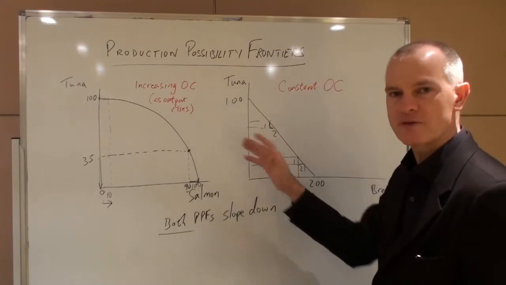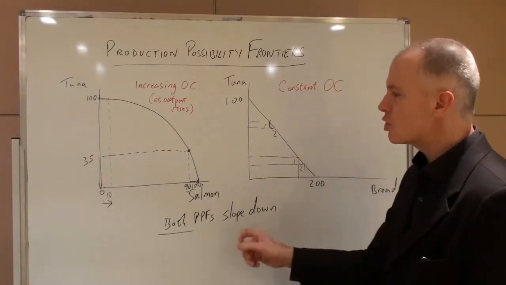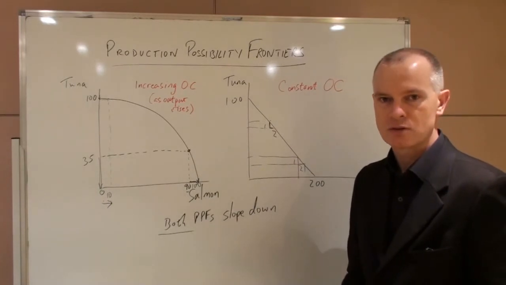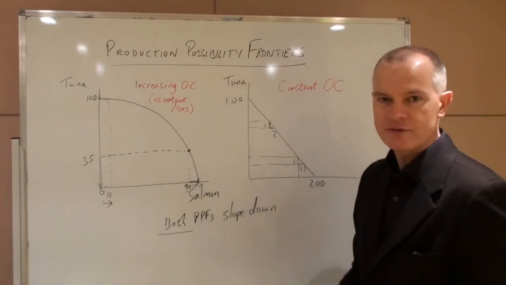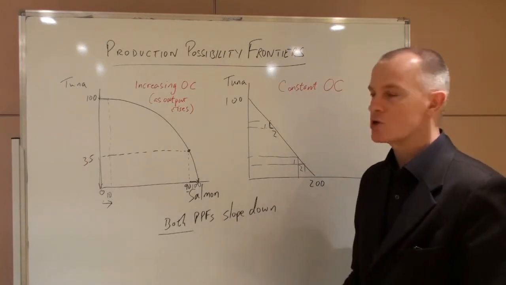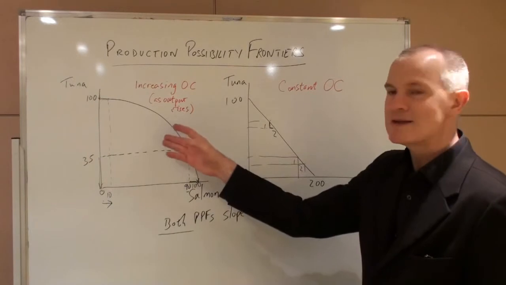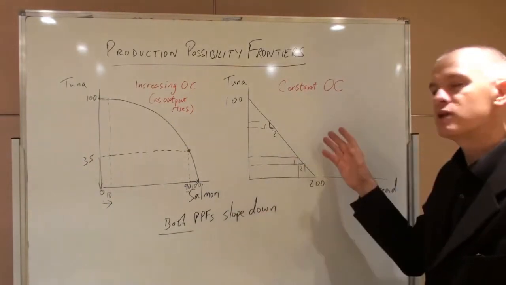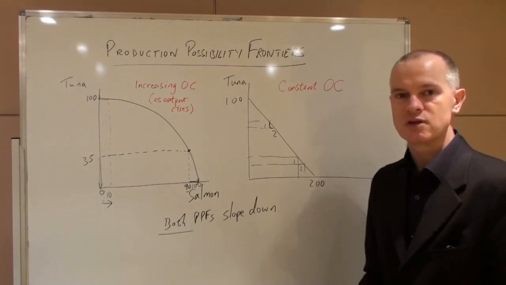Notice that both PPFs slope down. They slope down because scarce resources have alternative uses. The gradients, however, are different because of the assumptions about the suitability of the factors of production for the two products. In this case, certain resources are more suited to one product than another, and in this case, resources are equally suited to each product.